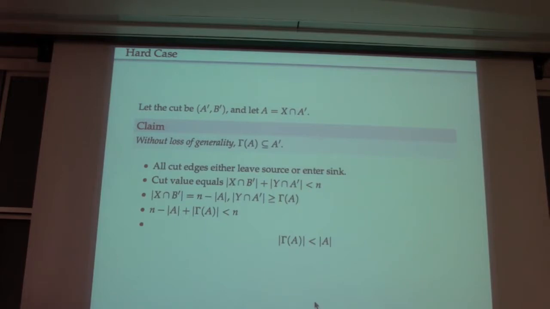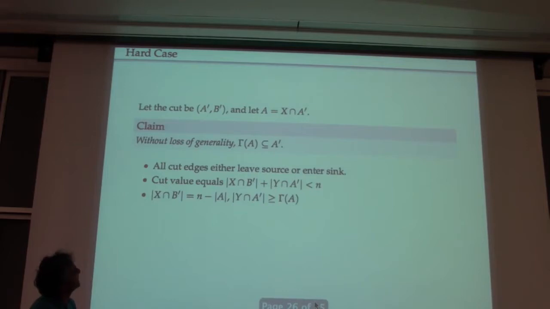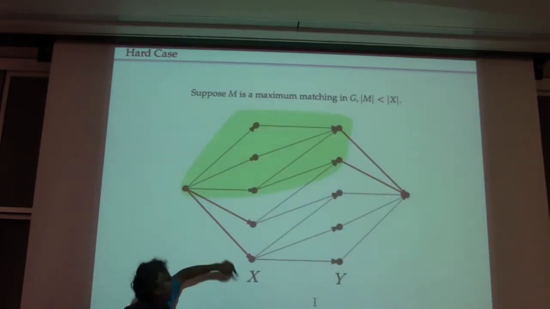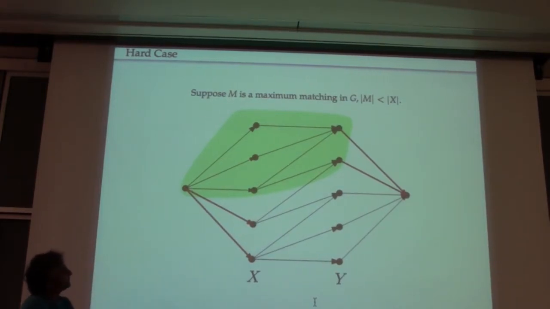Because of this transformation we did, we can now say that the neighborhood of A is a subset of the neighborhood of A prime, because of the way we just pulled everything in. And so now all cut edges either leave the source or enter the sink. So the cut value is basically the intersection of X with the sink, with the right side. The pictures are much easier, so let me just quickly go back to the picture. Basically what I'm saying is that the total cut value is this much plus that much. Okay, that's all I'm going to say.